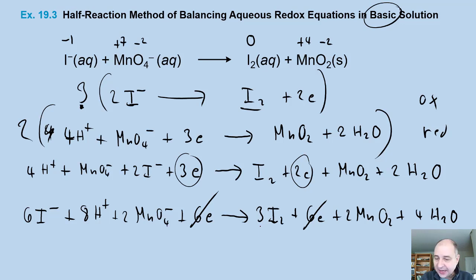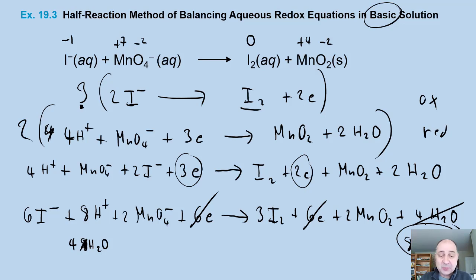Everything is correct here, and so to neutralize I would now add 8 hydroxides. If I add 8 hydroxides I get 8 water molecules here, and I add, it's a little far apart, but I have 8 hydroxide, and so now the water molecules, 4 drop out, so I get 4 water molecules, but I keep the hydroxide. So now that's balanced in basic solution.